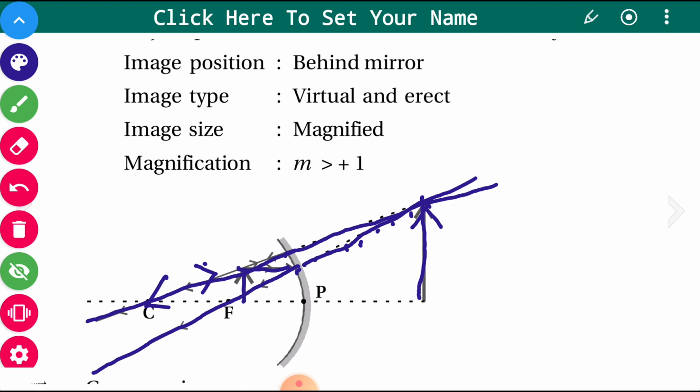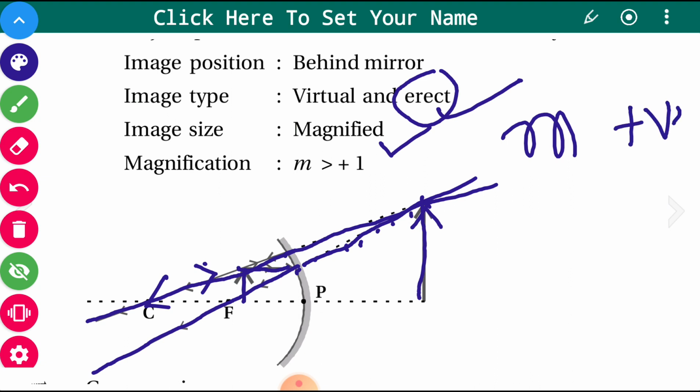Say for example, you have a shaving mirror. A shaving mirror is a concave mirror. If you place your face close to the shaving mirror, then you can see your image in the mirror, and that image is virtual and erect. You get a magnified image, and since it is an erect image, the magnification is positive. Magnification being positive means it's an erect image, and it's magnified, therefore magnification is more than 1.